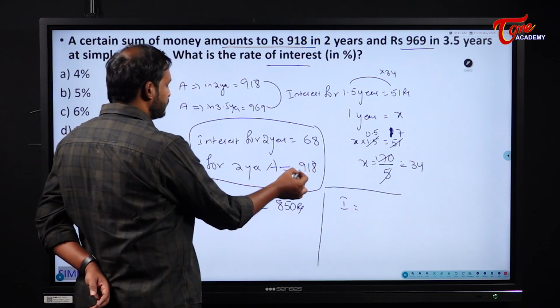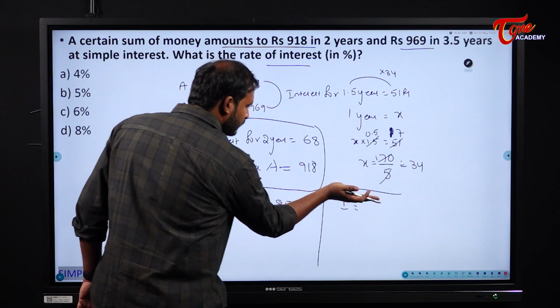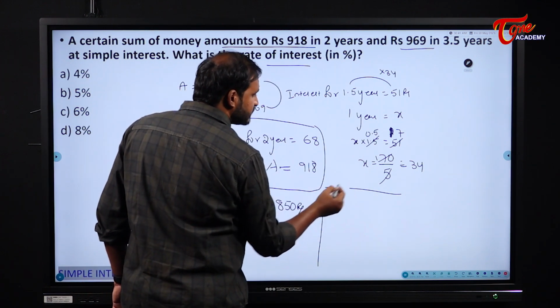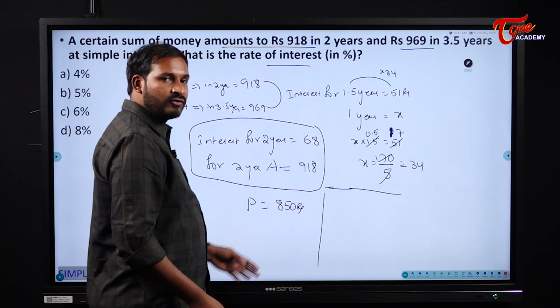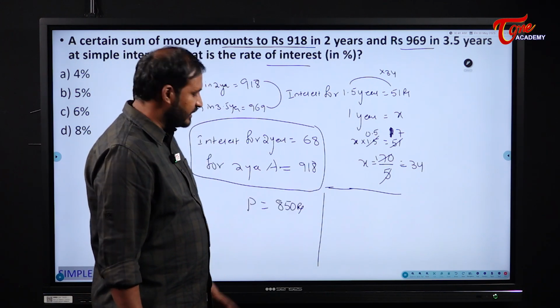For 2 years what is it? 918, right? So interest is how much for 2 years? 68. Okay. You can take that one, or else for 1 year also you can take. 34 is what percentage of 850 you can find, or for 2 years also you can find. It is up to you.